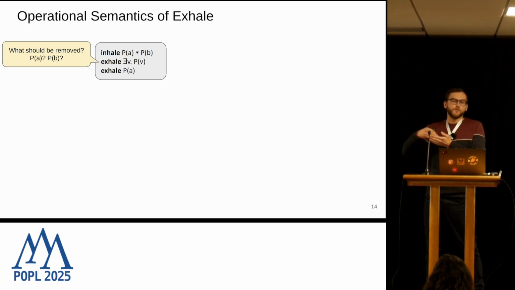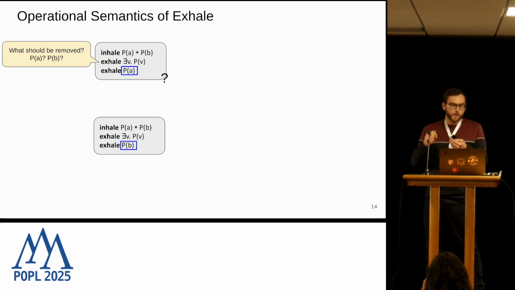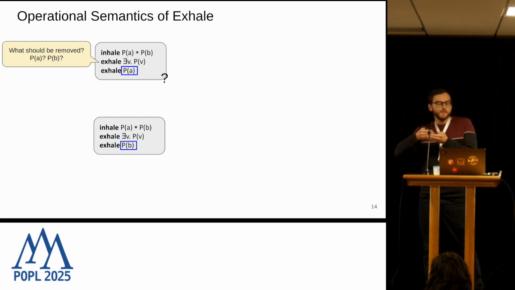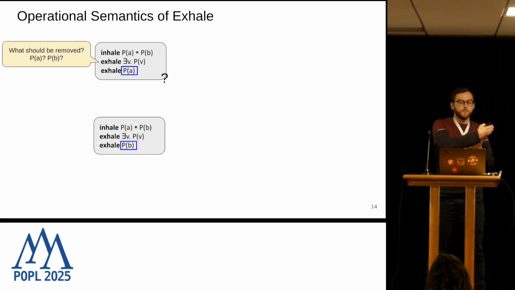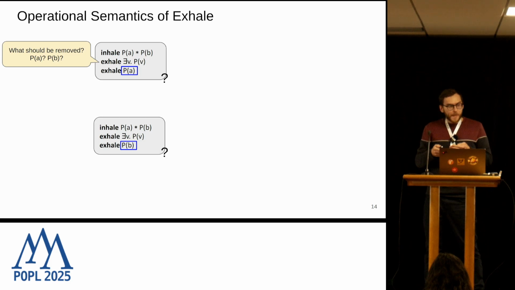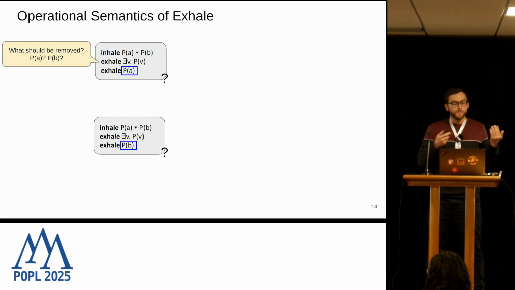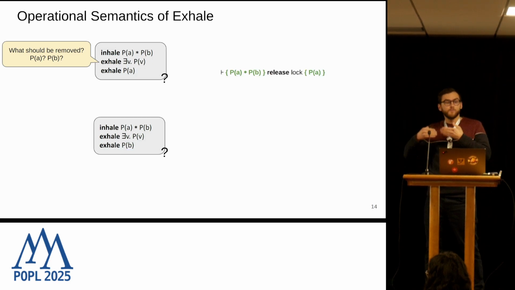For example, if we want to exhale P of A afterwards, here we would need to remove P of B. But if we have the exact same program where instead of removing P of A at the end, we want to exhale P of B, then the choice should be P of A. And so to understand why, for example, the first program should be correct, we can look at it from a separation logic perspective, from a proof.